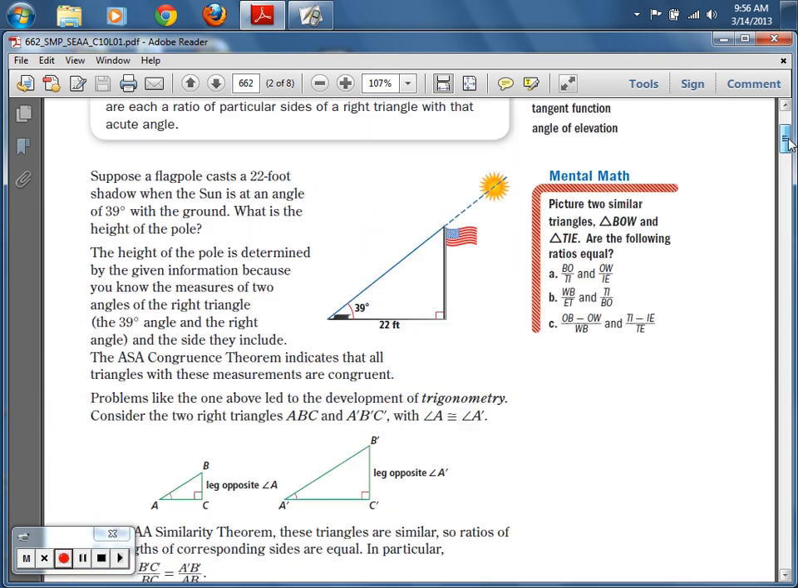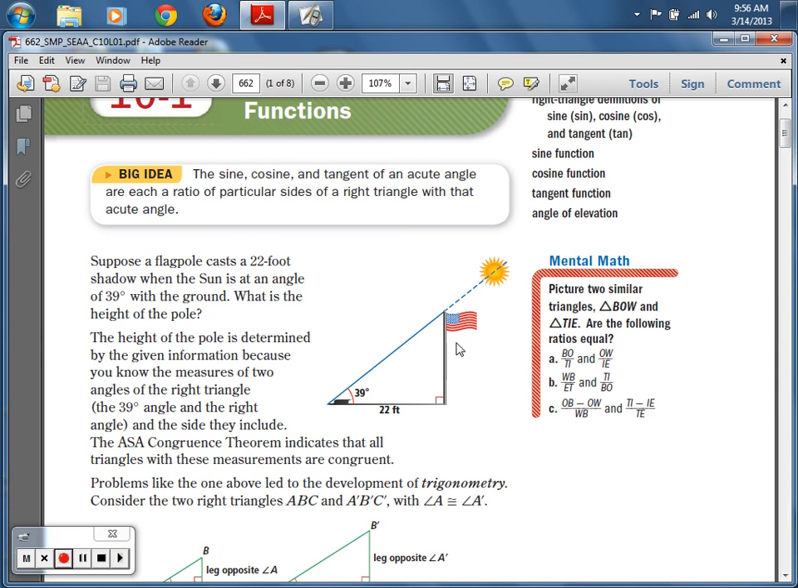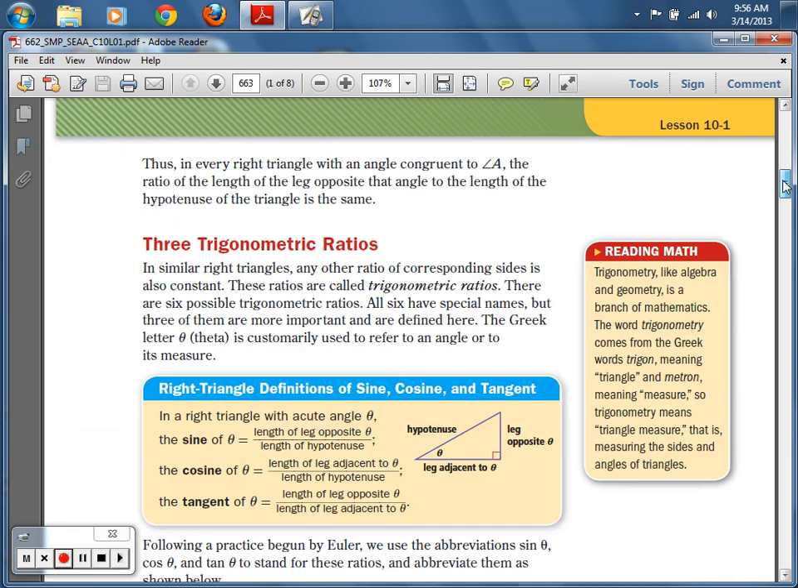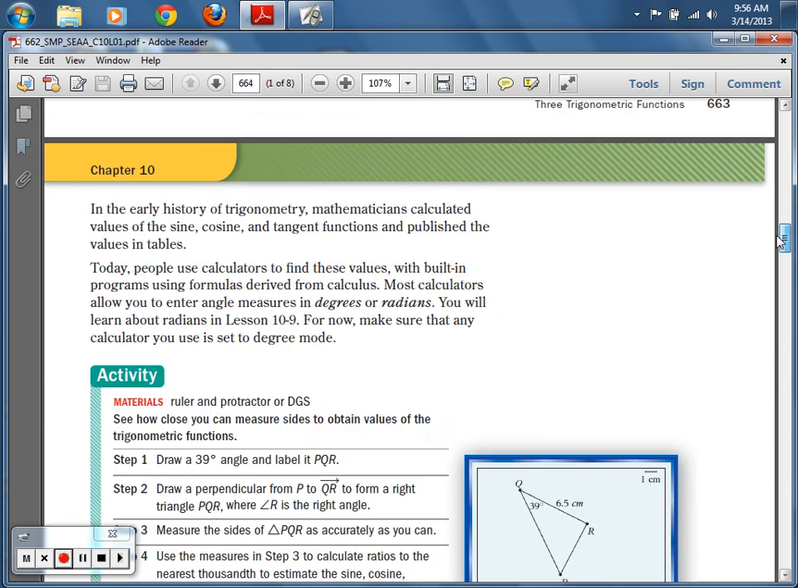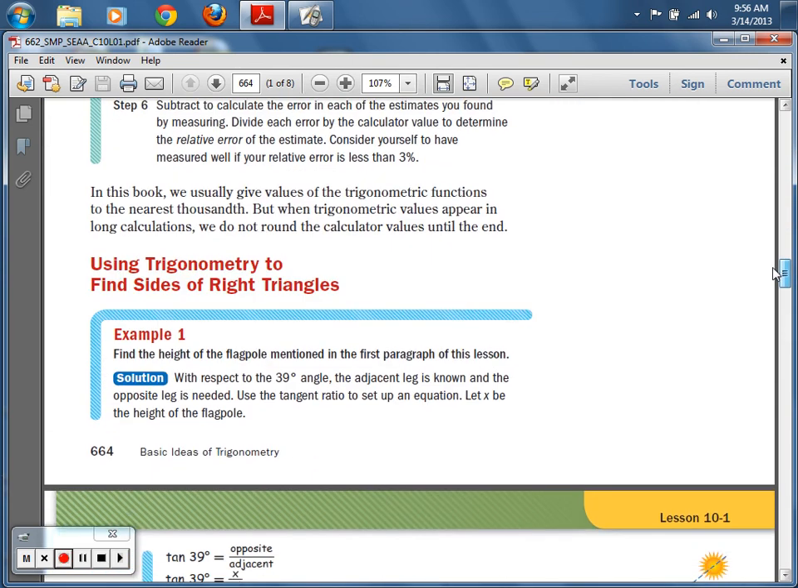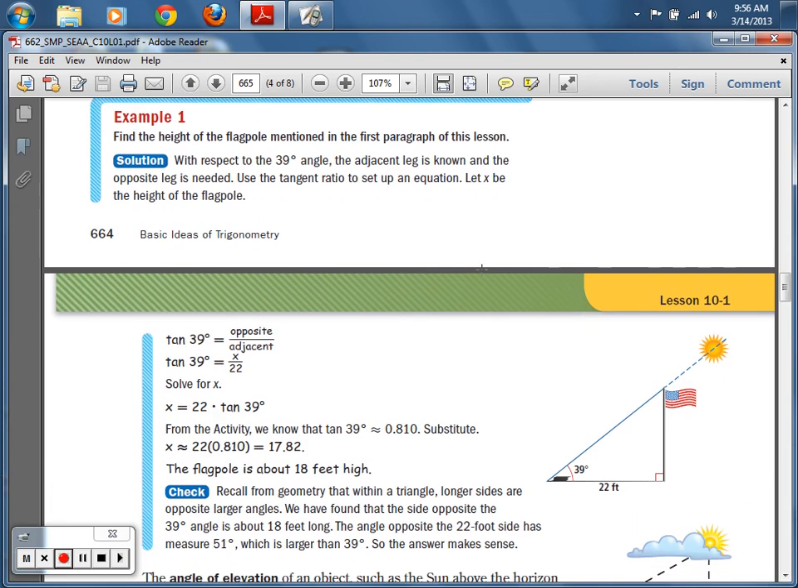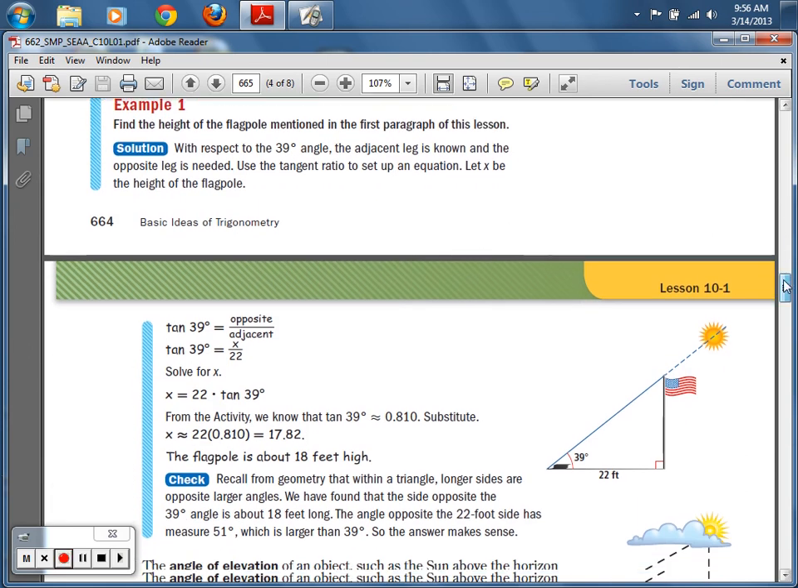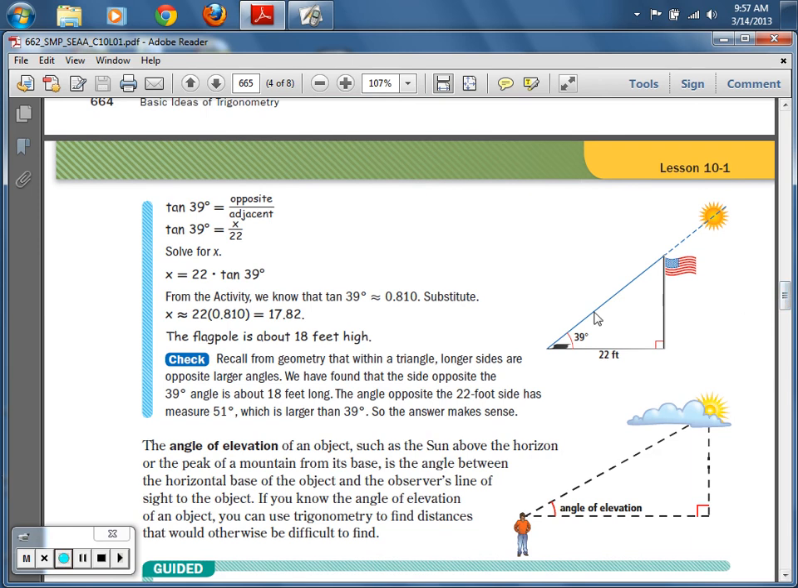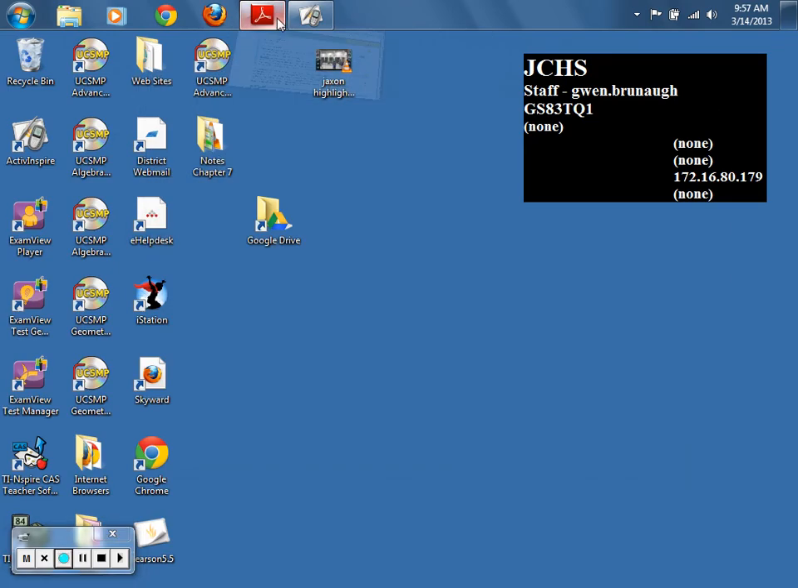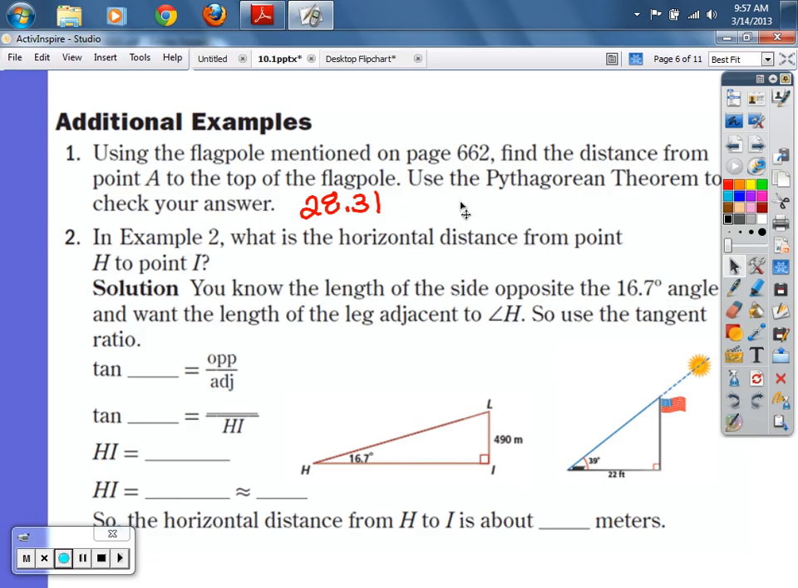Maybe not. But we could do trig again to find out how tall the flagpole is, in which case you could do Pythagorean theorem to make sure it works out. Remember, Pythagorean theorem is a squared plus b squared equals c squared. Oh yeah, so you find the height right here. They said the height was about 18 feet.